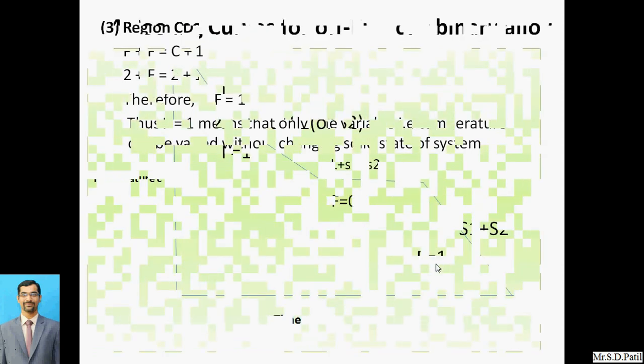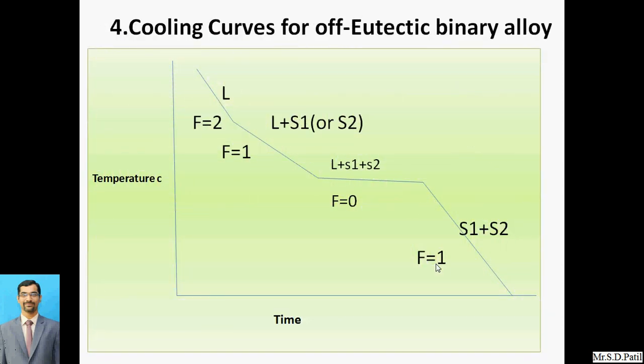Now we will go to our last cooling curve, that is the cooling curve for an off-eutectic binary alloy. Only one word is added over here, that is off-eutectic. Now what is this off-eutectic and how does it differ from the previous system? We will see here. What is the meaning of off-eutectic binary alloy? Please understand this particular term.